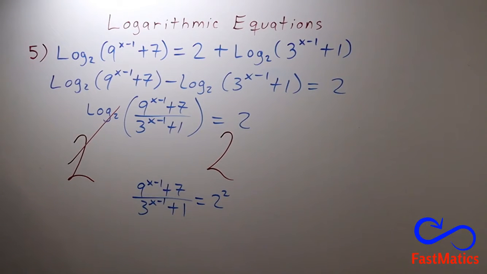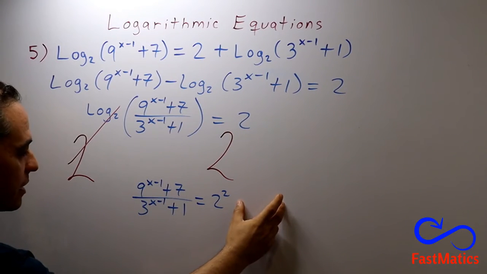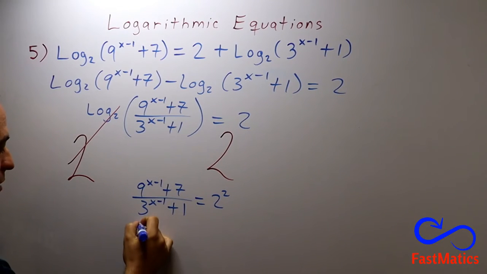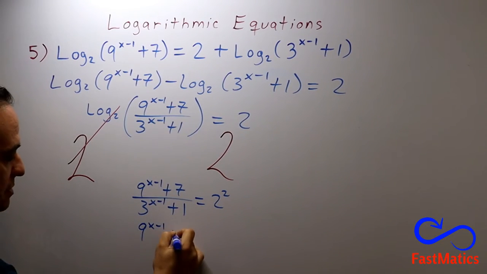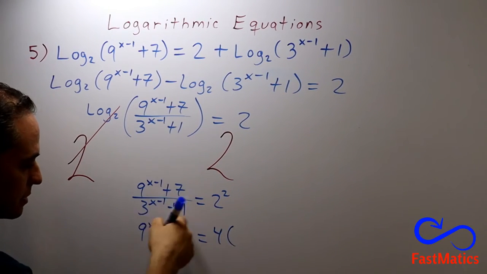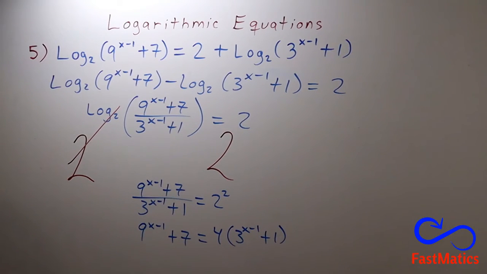Now I can pass this expression to the right side and we will have a multiplication. Then I will write 9 to the power of x minus 1 plus 7 is equal to 2 to the power of 2, is 4, times this expression, 3 to the power of x minus 1 plus 1. And here I see that I have an exponential equation. And how to solve an exponential equation?